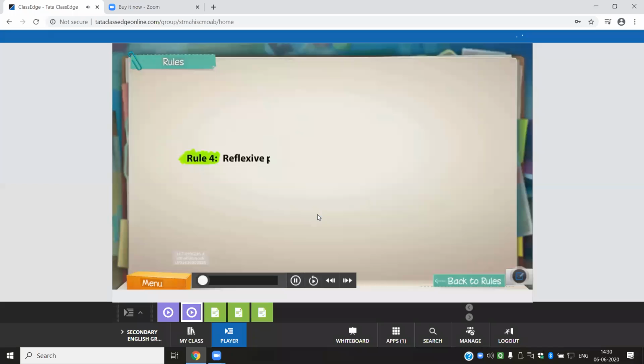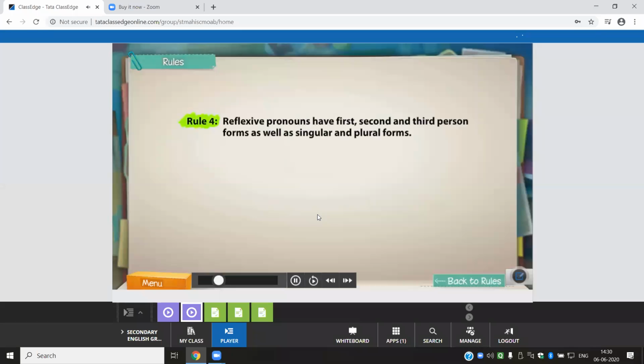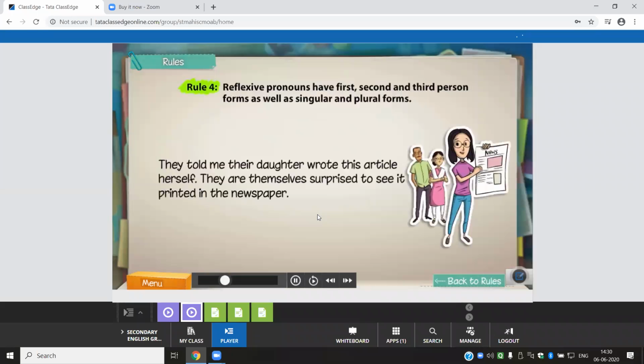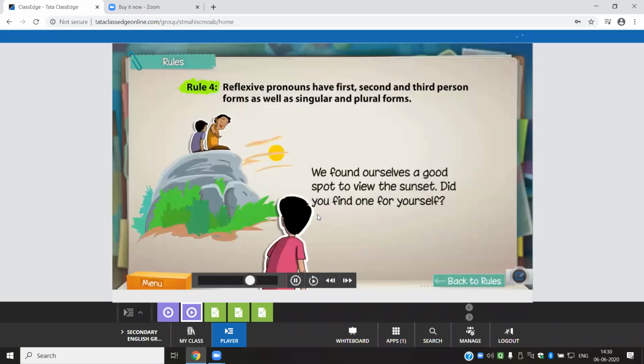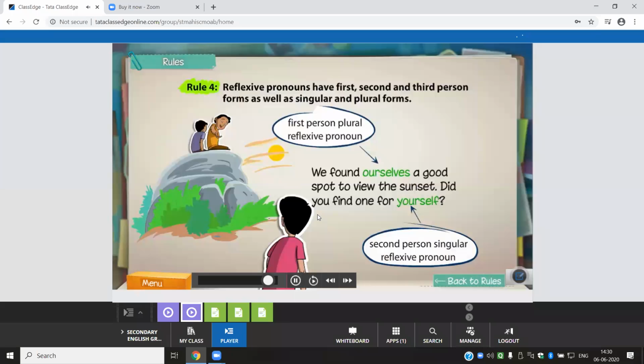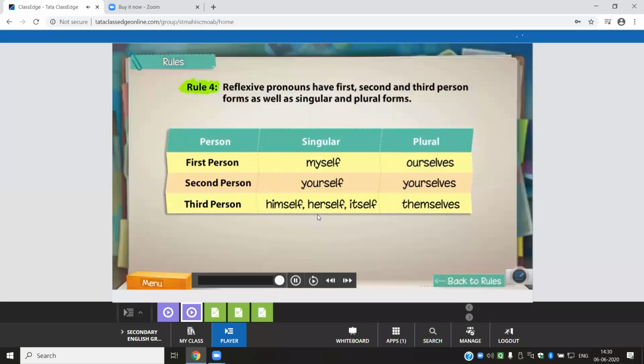Reflexive pronouns have first, second, and third-person forms as well as singular and plural forms. For instance, here, herself and themselves are third-person singular and plural forms of reflexive pronouns respectively. Similarly, here, ourselves is a first-person plural reflexive pronoun, while yourself is a second-person singular reflexive pronoun. Here are the various forms of reflexive pronouns.